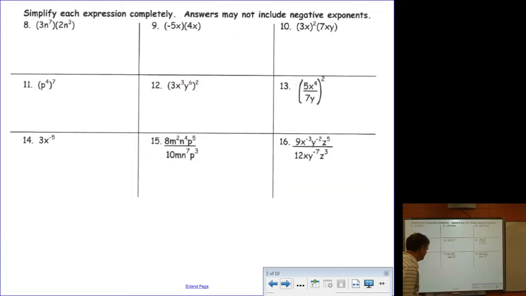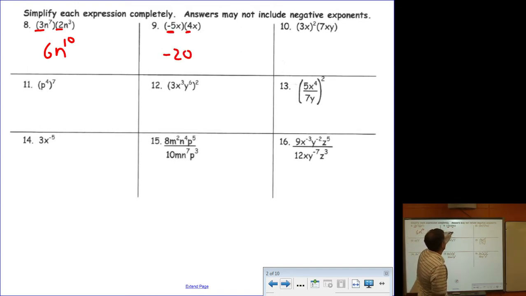We continue. Here we are multiplying, so we multiply the coefficients and get 6. We add the exponents on the n and get n to the 10th. Same thing in number 9. We multiply the coefficients and get negative 20. We add the exponents, x to the first and x to the first gives us x to the second.